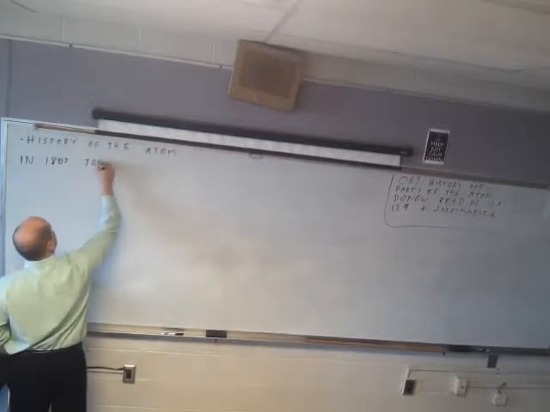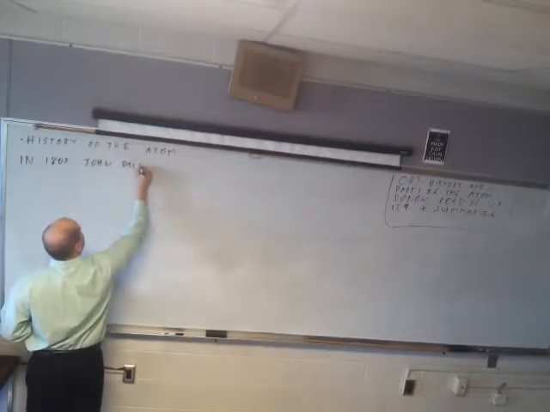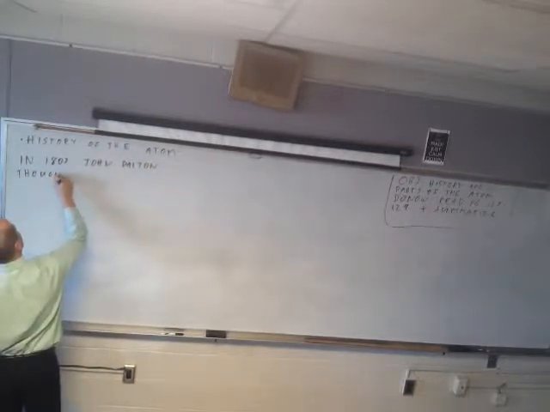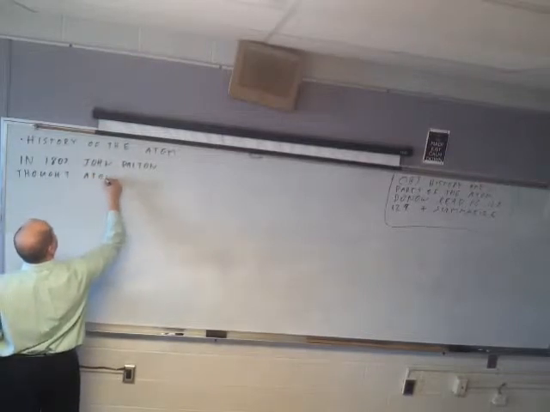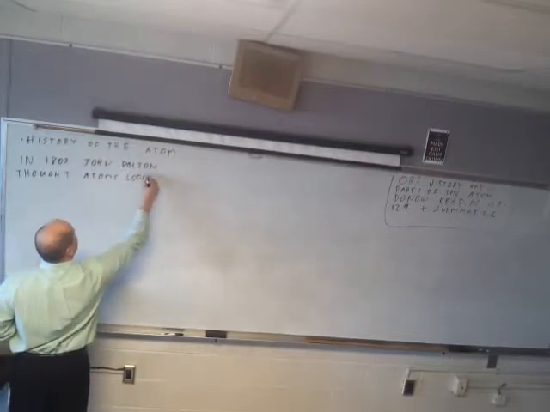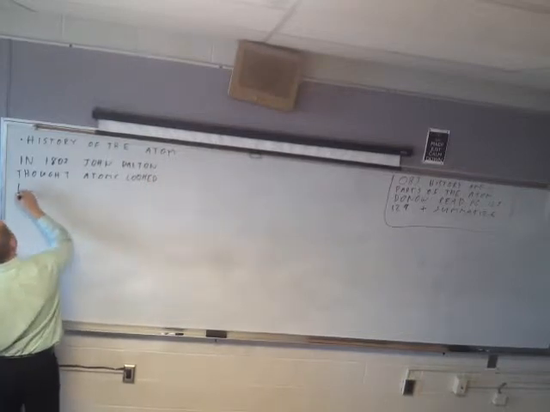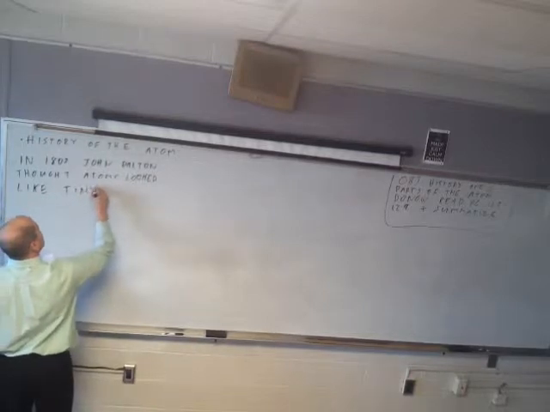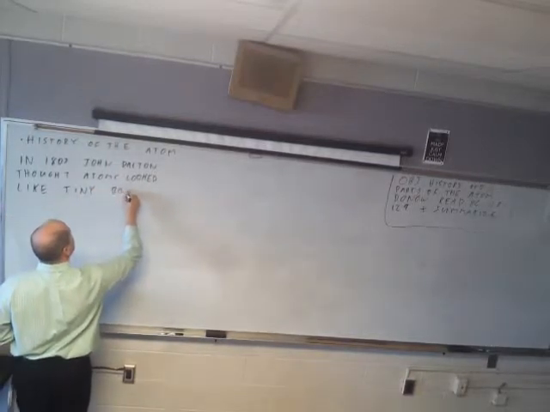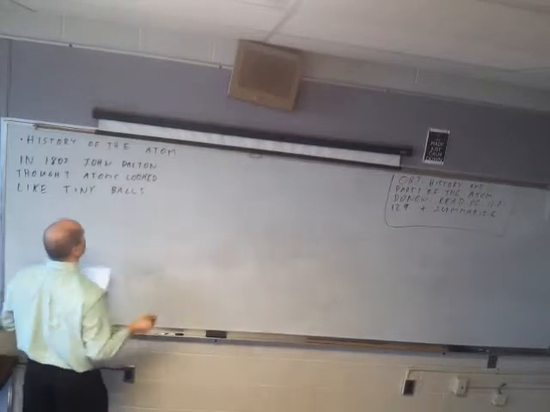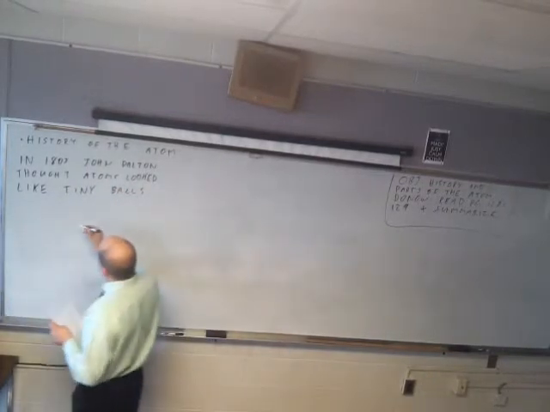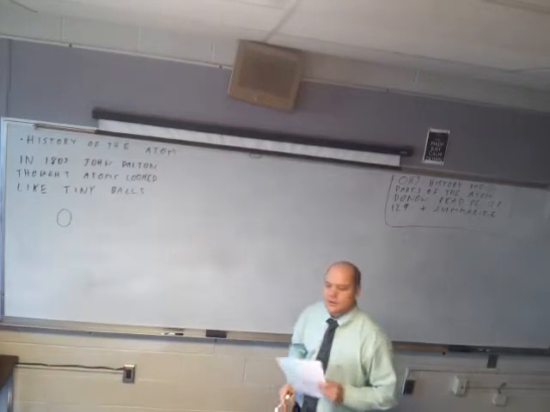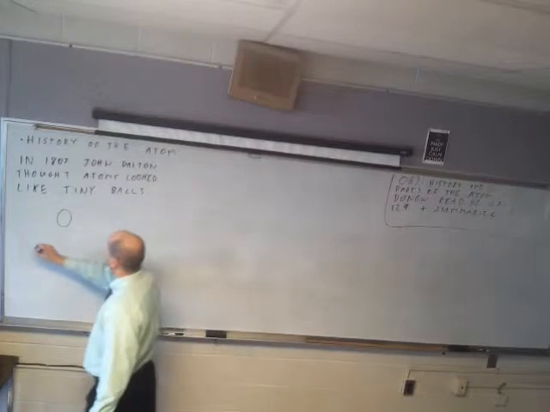In 1803, John Dalton, our favorite guy, thought atoms looked like tiny balls. So just imagine a circle or a sphere, no internal structure, it's just a solid sphere. That's it.